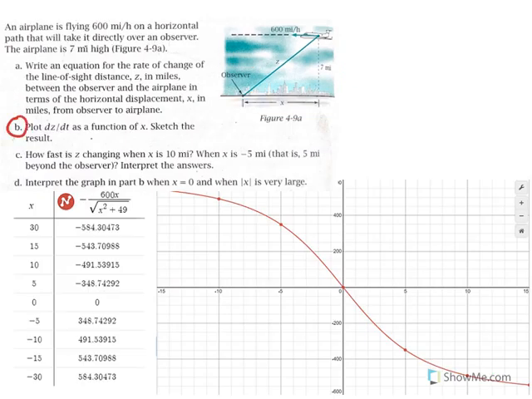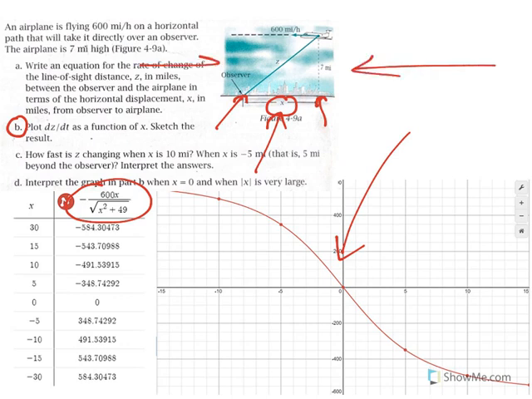So here's the graph of dz dt. That's the graph of dz dt, and of course this is the equation for dz dt. And it is given as a function of x, the distance between the observer and a point on the ground directly below the plane. Sketch the result. So what we can see is that when x is a positive value, in other words, when the plane is oriented, in terms of this diagram, to the right of the observer, x is a positive value.